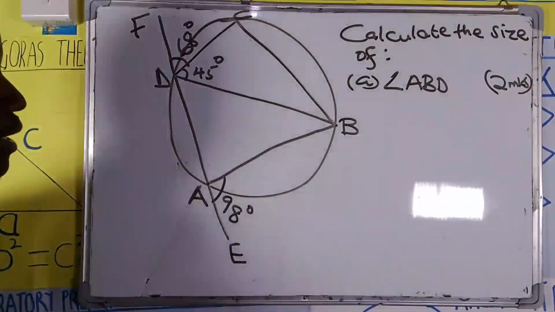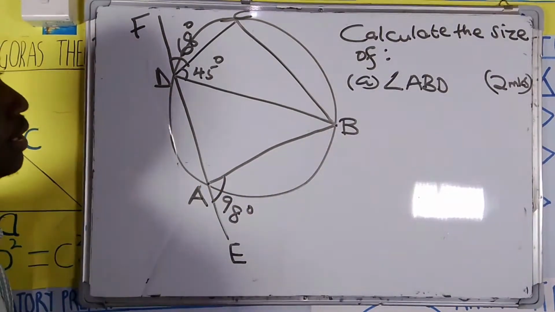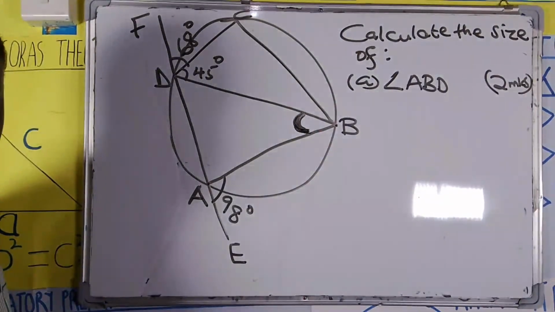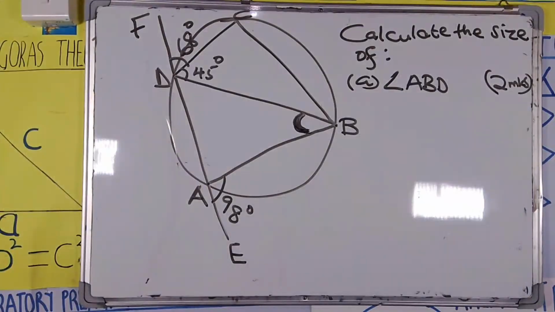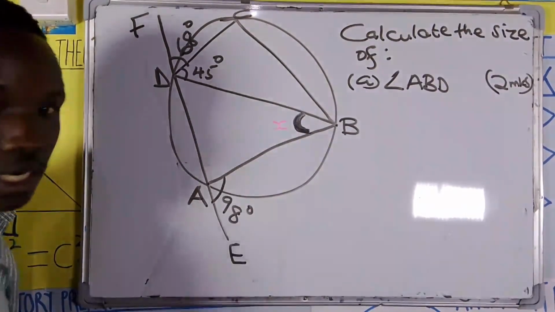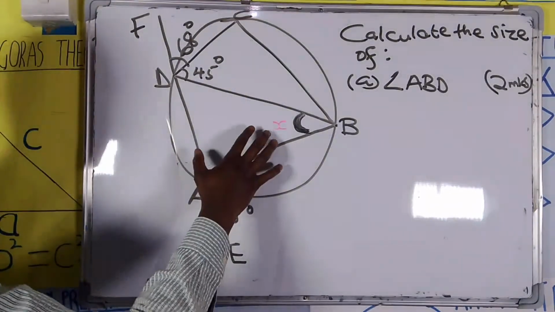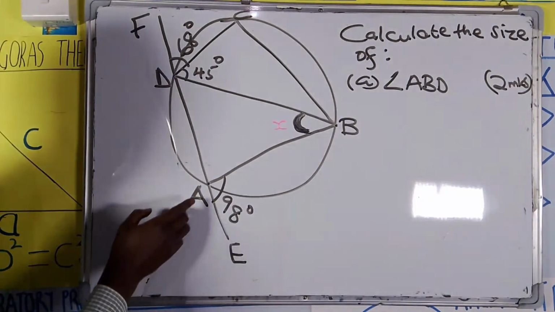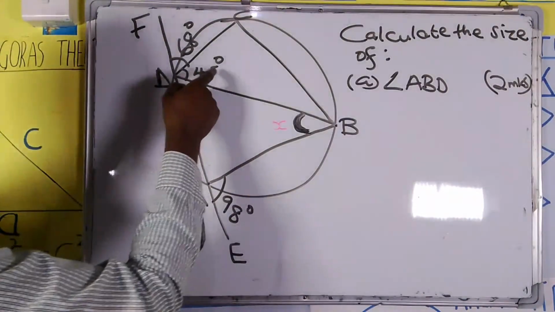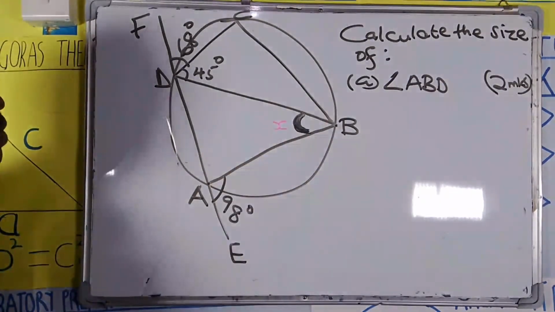So in this situation, we are supposed to find the angle ABD. This is the angle we are supposed to find. Let me check whether I can use a highlighter. Yes, that is the angle that we are supposed to determine. So what we are going to do now, we are going to check. This one is 45, this one is 68, this one is 98. For us to determine this angle here, I want you to check this one out.